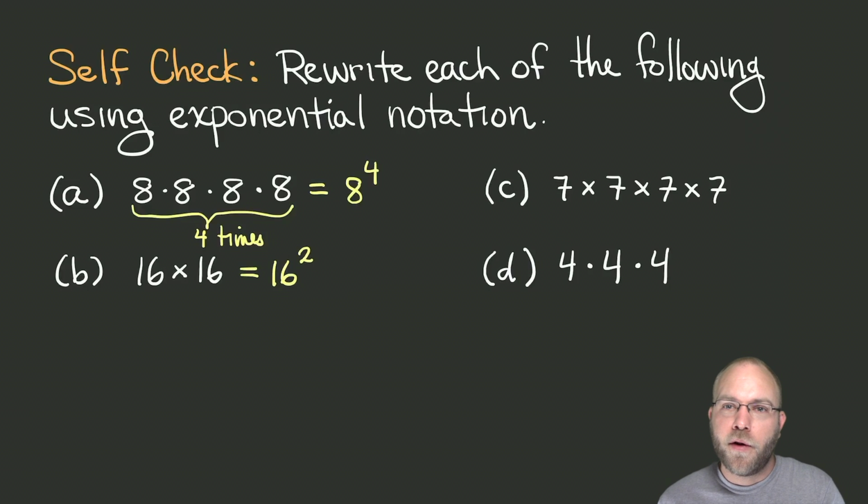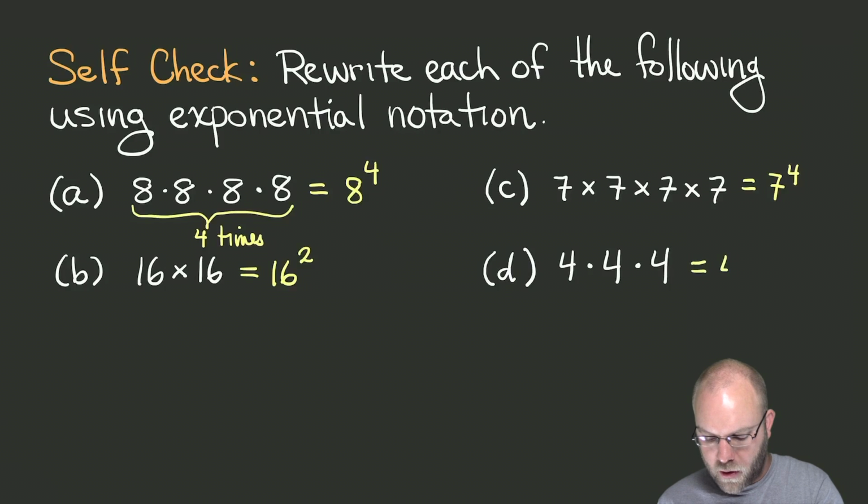In the next one, we have 7 multiplied by itself 4 times. So that will give us 7 to the 4th power. And finally, in the last one, we have 4 multiplied by itself 3 times, which gives us 4 to the 3rd power.